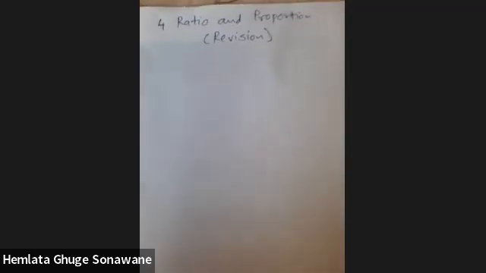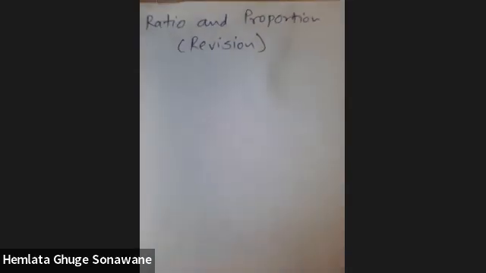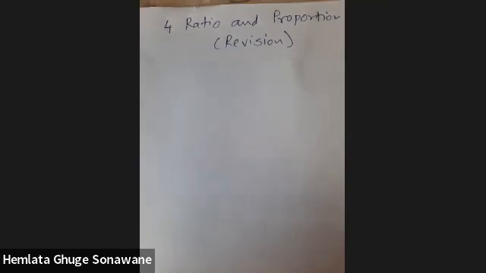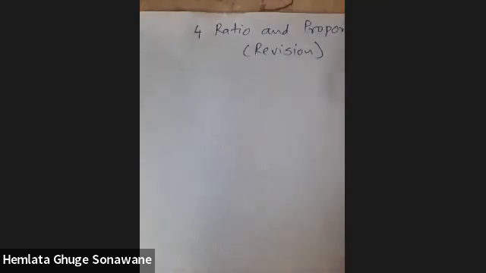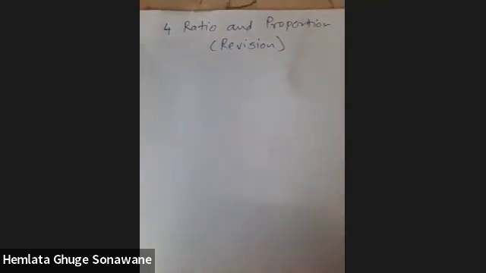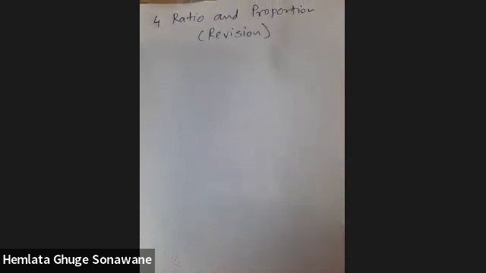Revision topic 4, that is ratio and proportion of Maths 1. First, we'll go through the solved examples of exercise 4.1, that is practice set 4.1. I am reading the first example. Take out your textbook, page number 59.